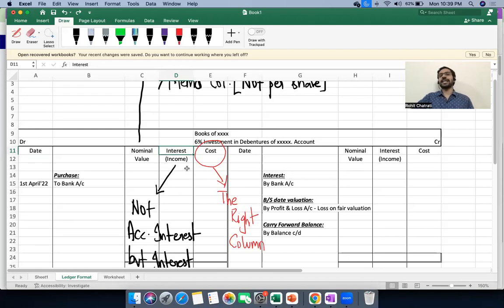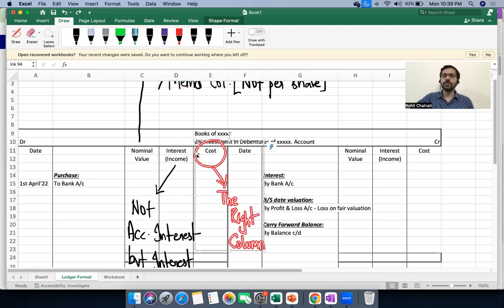Now, what does this interest column in between represent? All right, this could be interest or it could be dividend. I have written interest over here because in my example, I wrote 6% investment in debentures as the heading. Therefore, I've written interest, or it could alternatively be the dividend column as well. Now, what does this column represent? Point number one, I want to clarify is this is not accrued interest. This is not the asset accrued interest.